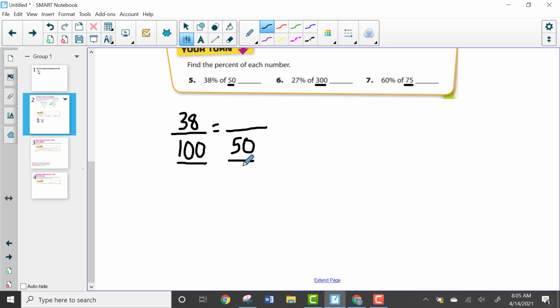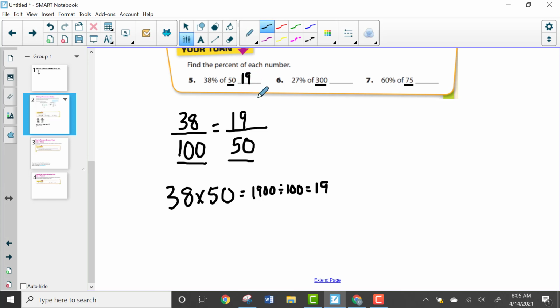So what we do, 38 times 50, that's going to give us 1,900. And then we divide it by our 100, and that's going to give us 19. So 38 over 100 equals 19 over 50, or we can understand that 38% of 50 is 19.